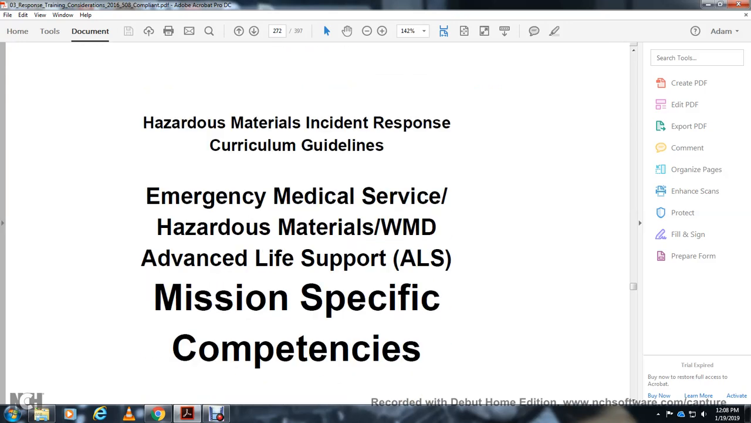Hazardous materials incident curriculum guidelines: emergency medical hazardous materials, weapons of mass destruction, advanced life support, mission-specific competencies.